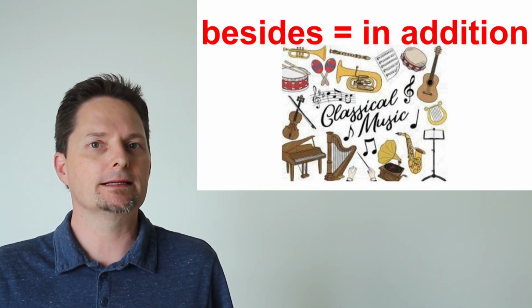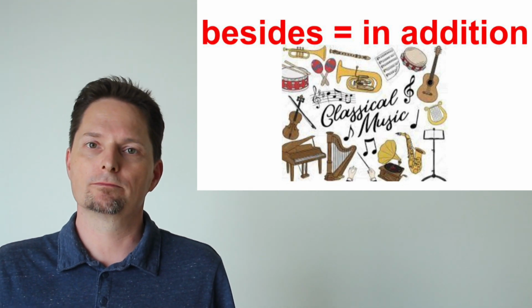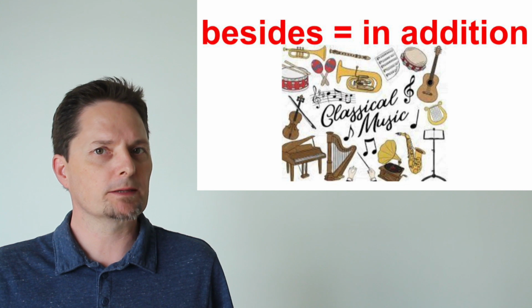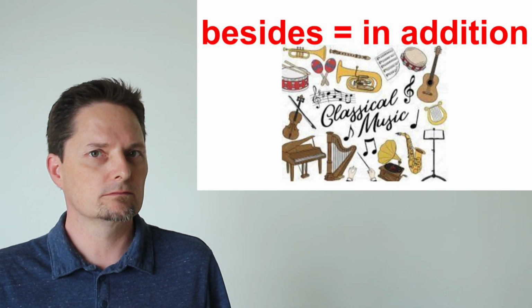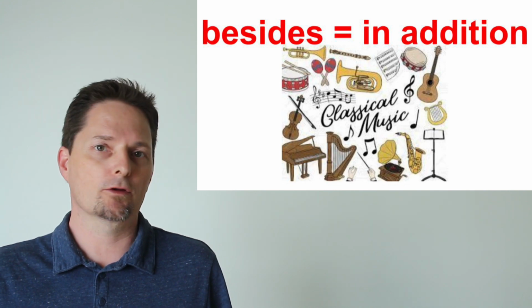Besides, with an S, is completely different. Besides means in addition to. We can use it as an adverb. For example, do you like any other music besides classical? No, I only like classical music. I don't like any other music besides classical.